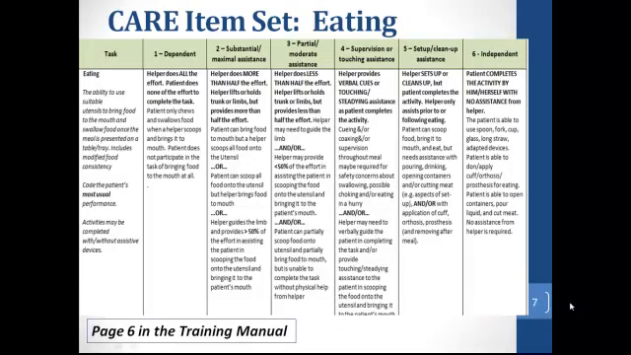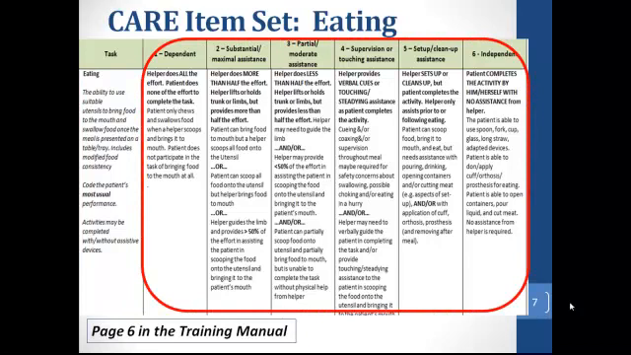This is an example of the rating chart in your training manual for eating. You can find it on page 6. The tables are all oriented the same. In the first column on the left-hand side will always be the description of the task. In other words, how is it defined and what subtasks are included.